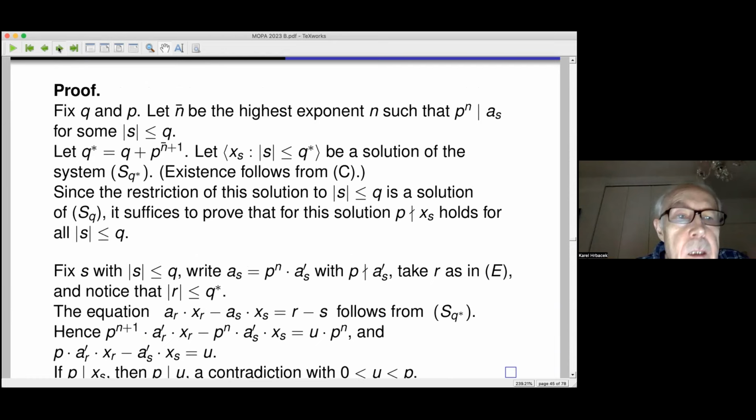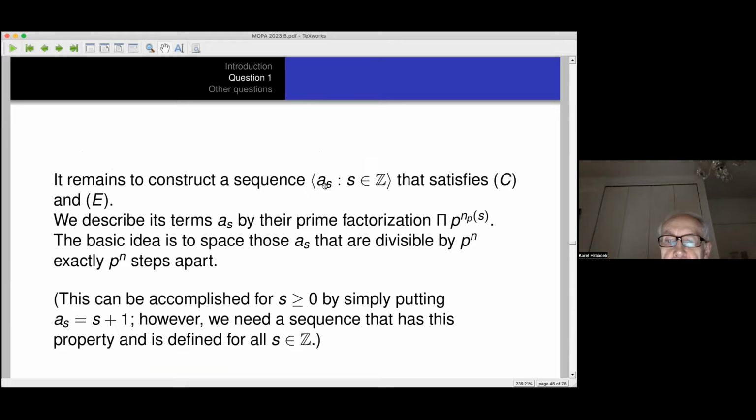So the remaining problem is to construct the sequence a_s that satisfies the conditions of C and E, which means that, again, whenever p^n divides a_s, and also a_r, then s and r must be from the same congruence class modulo p^n. That's for the condition C. And conversely, for the condition E, whenever this happens, then p^n actually does divide a_r and a_s. So we have to space those a_s that are divisible by p^n exactly p^n steps apart, the way it is in natural numbers, right?